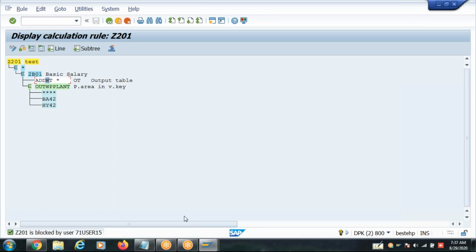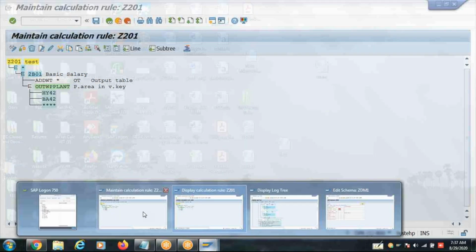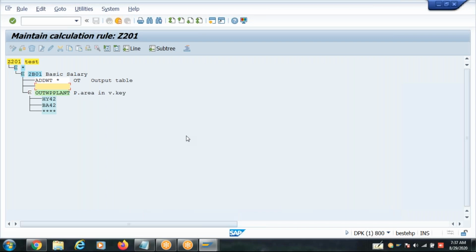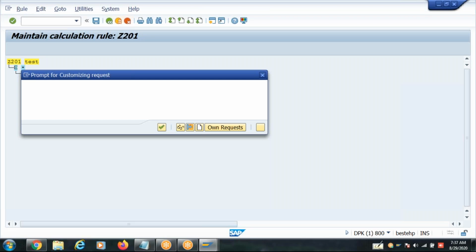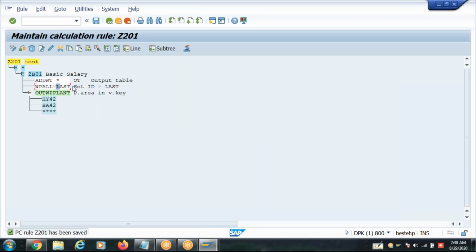Before I use OIDWP plant, what I would do is I would use another operation. What is that operation? WPALL equal to last. So let's verify it.